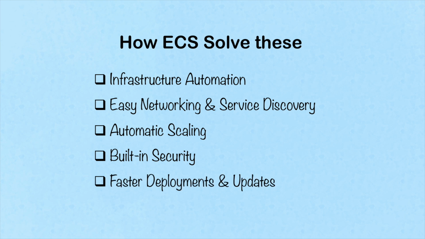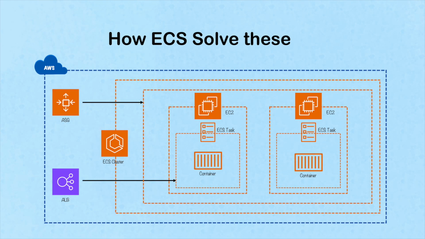Faster deployments and updates. ECS works with AWS CodePipeline, making it easy to deploy new versions of your app automatically. You can also use rolling updates or blue-green deployments to avoid downtime. This diagram illustrates the architecture of a containerized application deployed on AWS ECS, highlighting the key components and how they interact to ensure efficient container management and scalability.